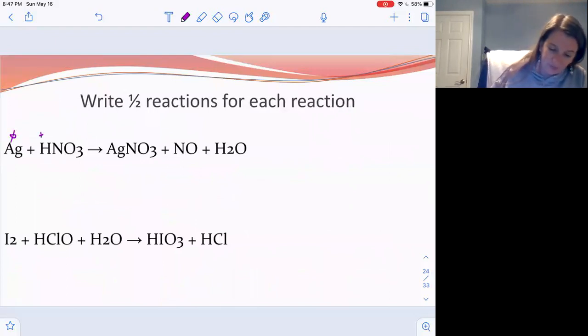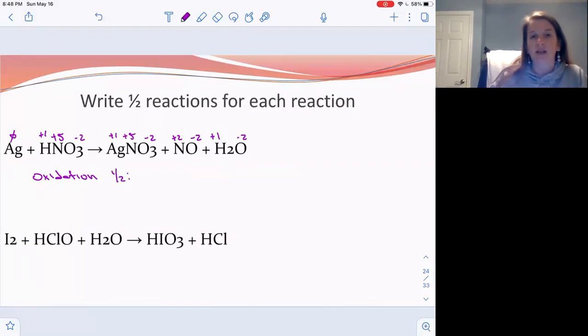So we have 0, plus 1, minus 2, plus 5, plus 1, minus 2, plus 5, minus 2, plus 2, plus 1, minus 2. So let's do our oxidation half reaction first. When you look at this, which substance is being oxidized, which substance is losing electrons? That's your silver, because we're starting at a 0 oxidation state and we're going to a plus 1 oxidation state. So we're going to have to add how many electrons to which side of the reaction? 1 electron to the product side.